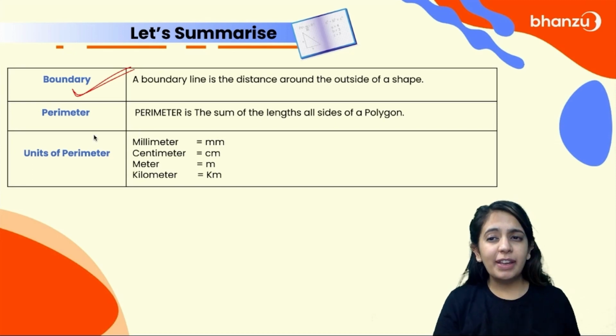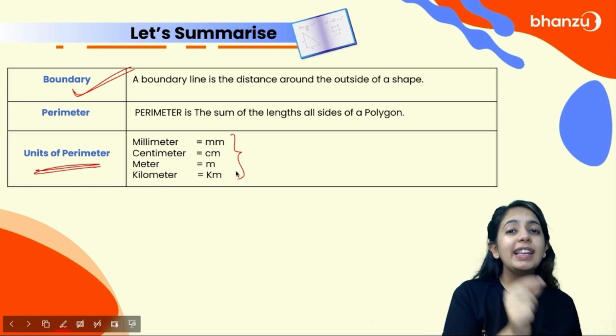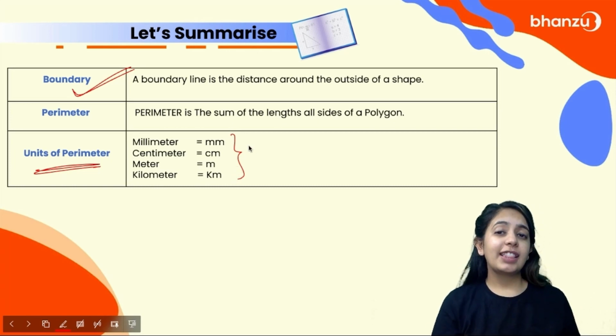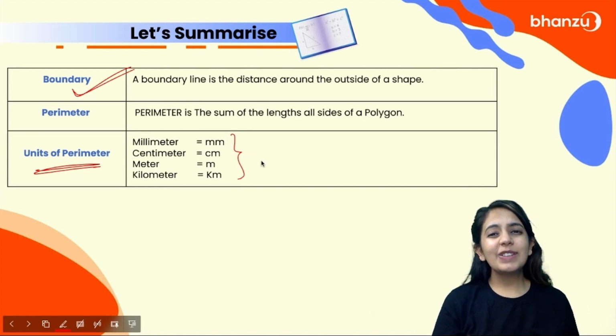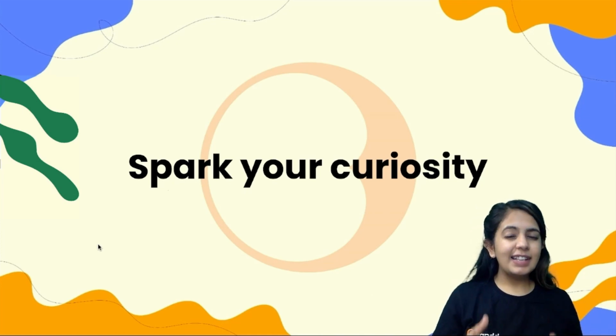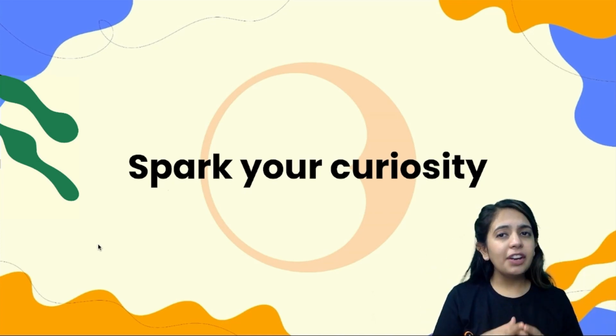And what is the unit of perimeter? The unit of perimeter depends on the unit of length of that shape. If the length is in millimeter, then the perimeter will also be in millimeters. So it all depends on the unit of length. Alright, in today's class, we have learnt about how to calculate the total length of the boundary of any shape.